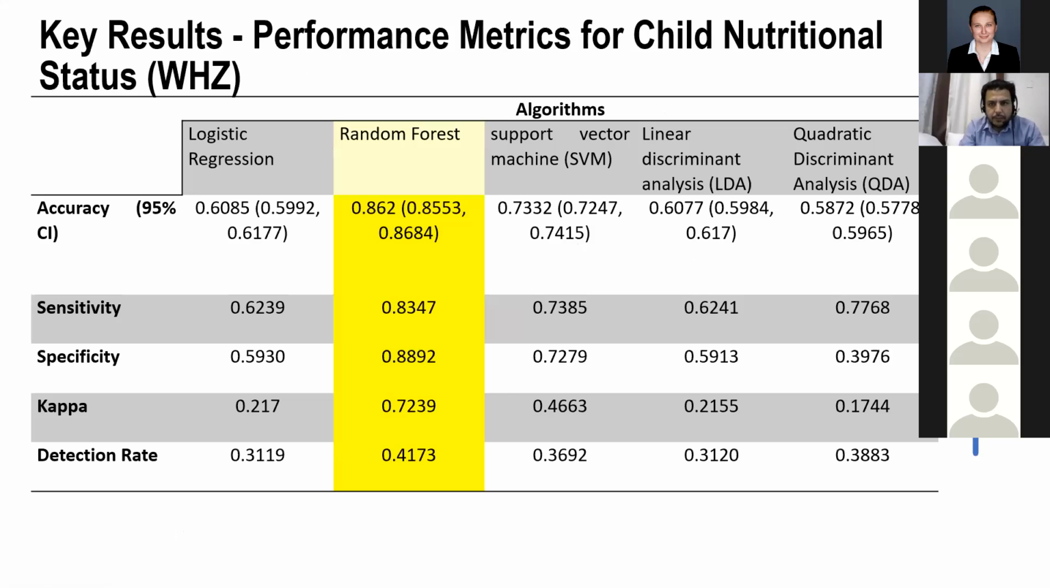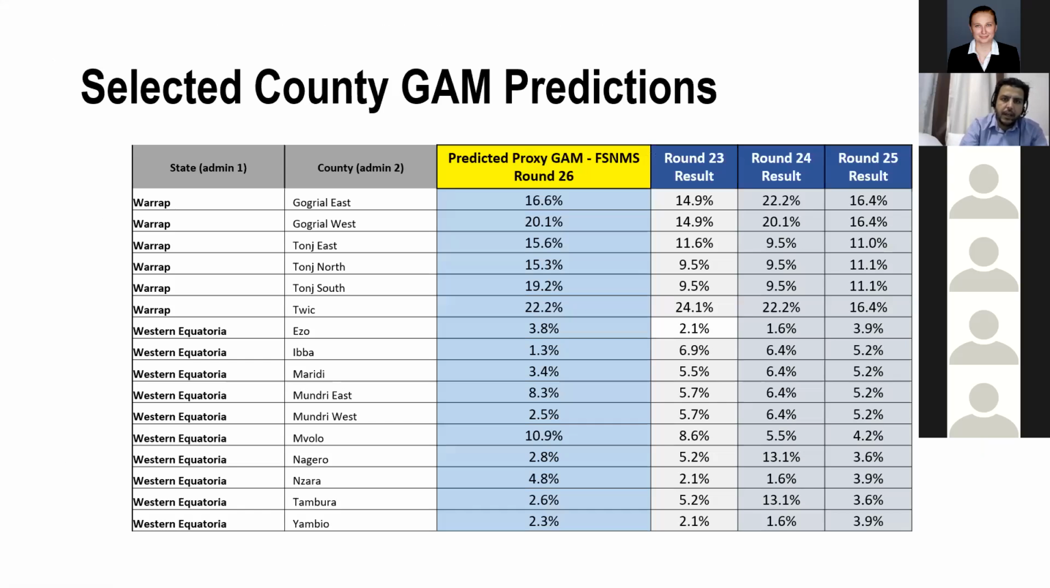So this was basically the result of our different algorithms: logistic regression, random forest, support vector machine, linear discriminant analysis, and quadratic discriminant analysis. If you look, random forest was doing quite a bit better than other models, and that's why we selected random forest. This is only for a few counties, as you can see now.